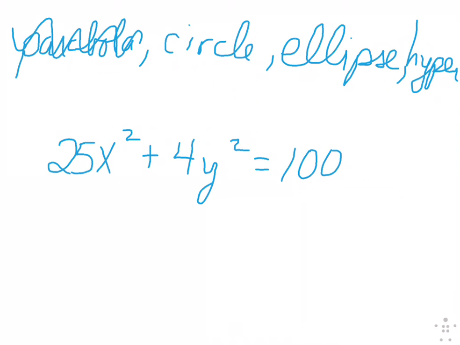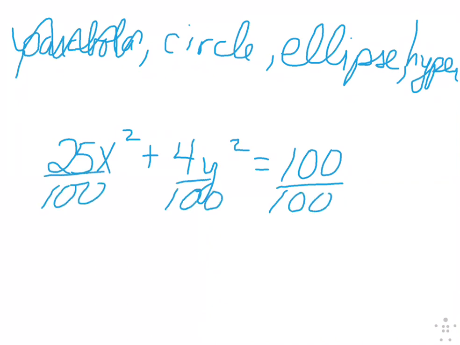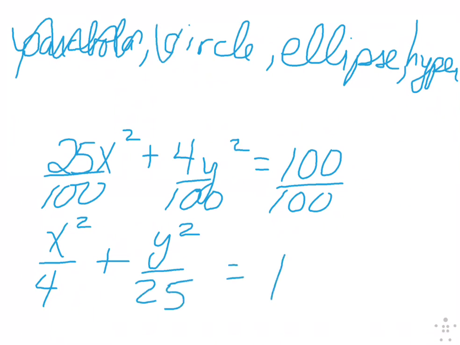And there was nothing in front of the x or the y, like 25 and 4. However, if I divide by 100, are the fractions gone? So if I divide everything by 100, 25 over 100 doesn't cancel out, does it? What does it give you? x squared over 4. And 4 over 100 doesn't cancel out. What does it give you? y squared over 25 equals 1. That's not a circle. A circle, remember, would have to be x squared plus y squared equals a number. It cannot have anything left over.